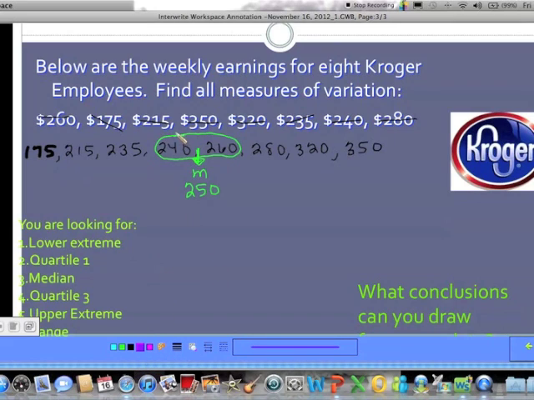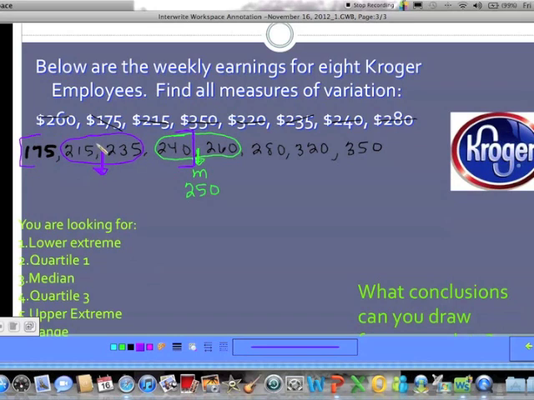Now, anything below the median is the lower half of the data set. So that means that all this below 250 is my lower half of my data. And when I'm looking for Q1, or the lower quartile, I want to find the median of the lower half. So I figure out what is the middle number. Well, these two numbers happen to be in the middle, 215 and 235. So my lower quartile falls right in between those two numbers.